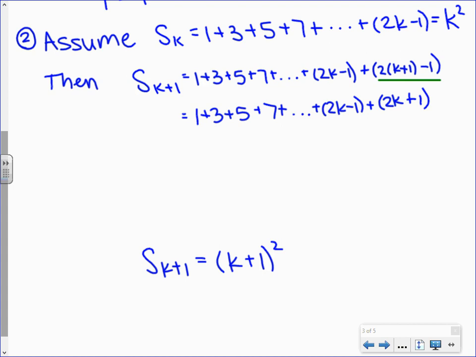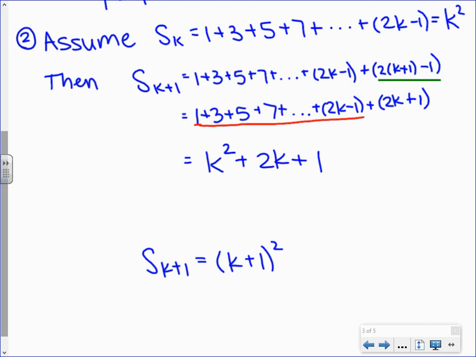Now, I'm going to underline something in red. What do we know about what I just underlined in red? It equals k squared. This is the sum of the first k terms, and we know that it equals k squared. So what we can do is write it as k squared plus 2k plus 1.